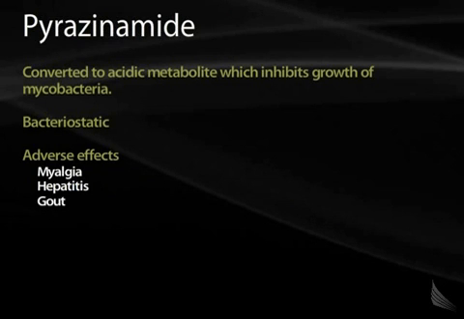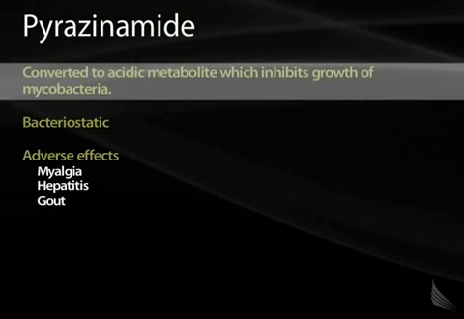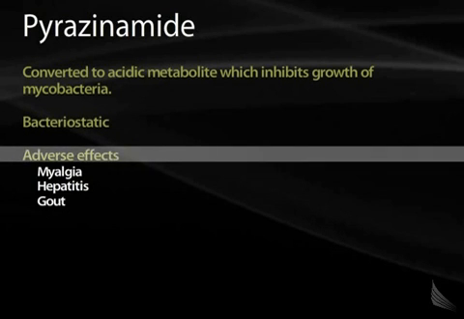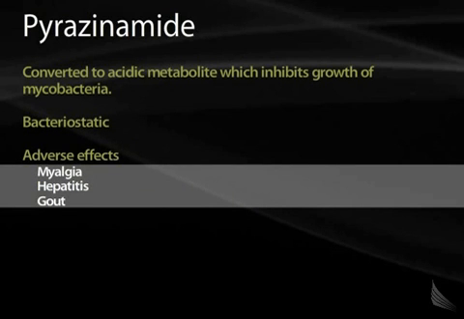Pyrazinamide is another anti-tuberculosis medication. The way that it works, it is converted to acidic metabolites which can inhibit the growth of mycobacteria, though we don't know exactly how it works. It's considered to be bacteriostatic only, and it does have some small adverse effects, including myalgia, hepatitis, and gout.